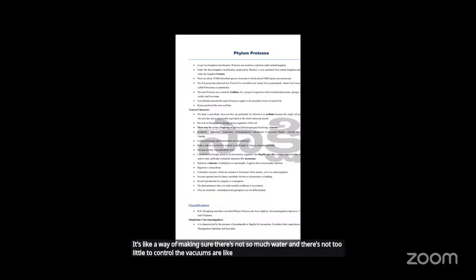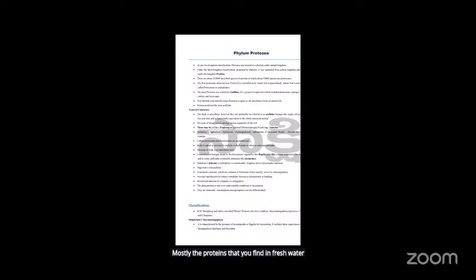Next point is contractile vacuoles, which are common in freshwater forms mainly, for osmoregulation. From biology we should know osmoregulation is just maintaining the internal water and salt contents of the body. It's like a way of making sure there's not too much water and not too little water. So contractile vacuoles are like specialized holes found on the protozoa. They either push out excess water or help take in more water. They are common in freshwater forms mainly. Mostly the protozoans that you find in freshwater will most likely have it.